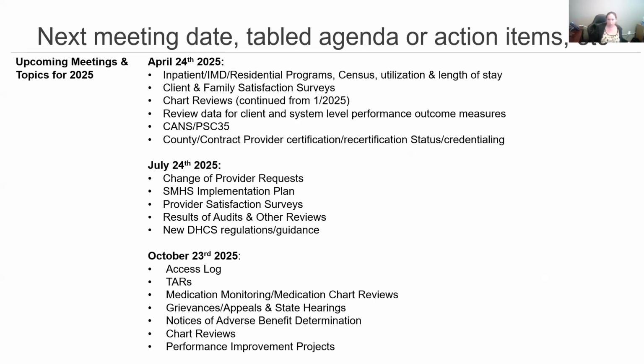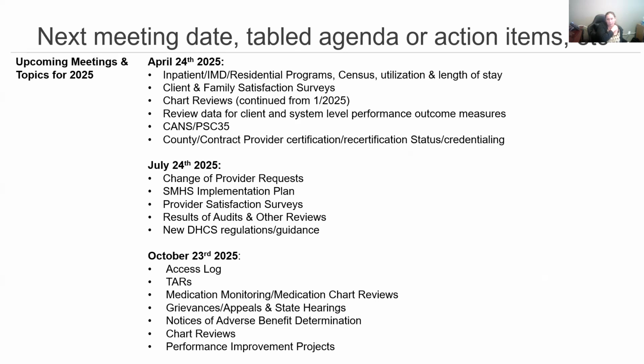We're going to talk chart reviews again because I really want to dive into the quality metrics on the results in the next review. And then we're going to go over CANS and PSC 35 and credentialing. In July, we have change of provider requests. This is going to be a really small agenda because going over the specialty mental health services implementation plan is a big, massive effort. So I'll carve a lot of time out for that.